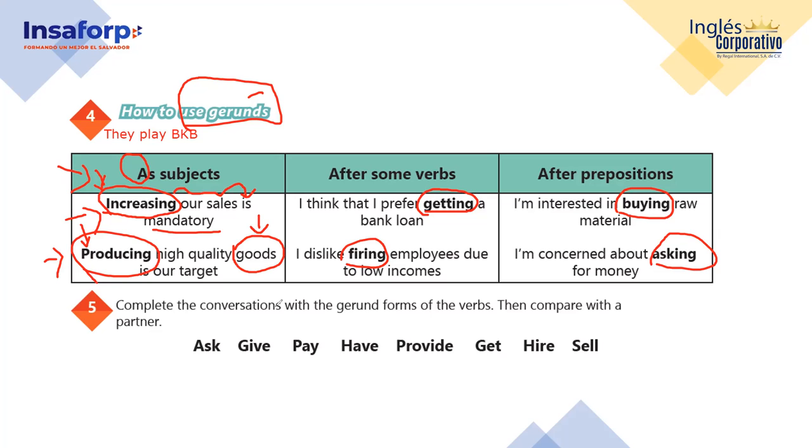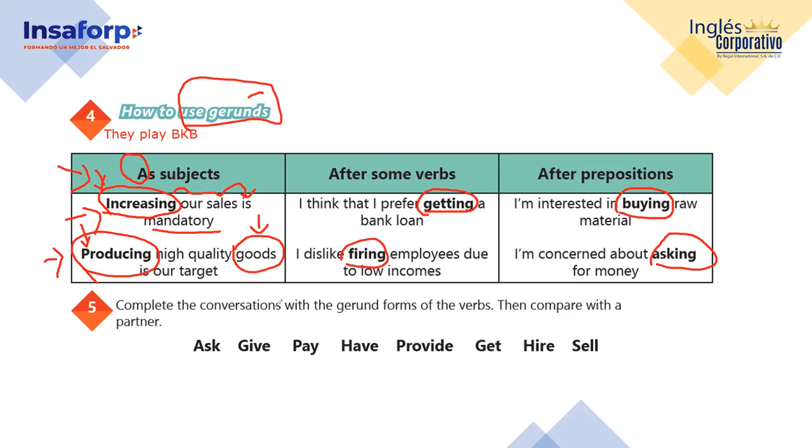Good deja de ser adjetivo porque vea, lleva una S. Los adjetivos no se pluralizan jamás. I cannot say beautifuls. I cannot say bads. I cannot say intelligents. I cannot say that. So, and it says goods. ¿Qué significa? Check it out. De bienes, la producción de bienes de alta calidad. Bienes, it is in plural, okay? It is our main purpose, our objective, okay? That is the target.